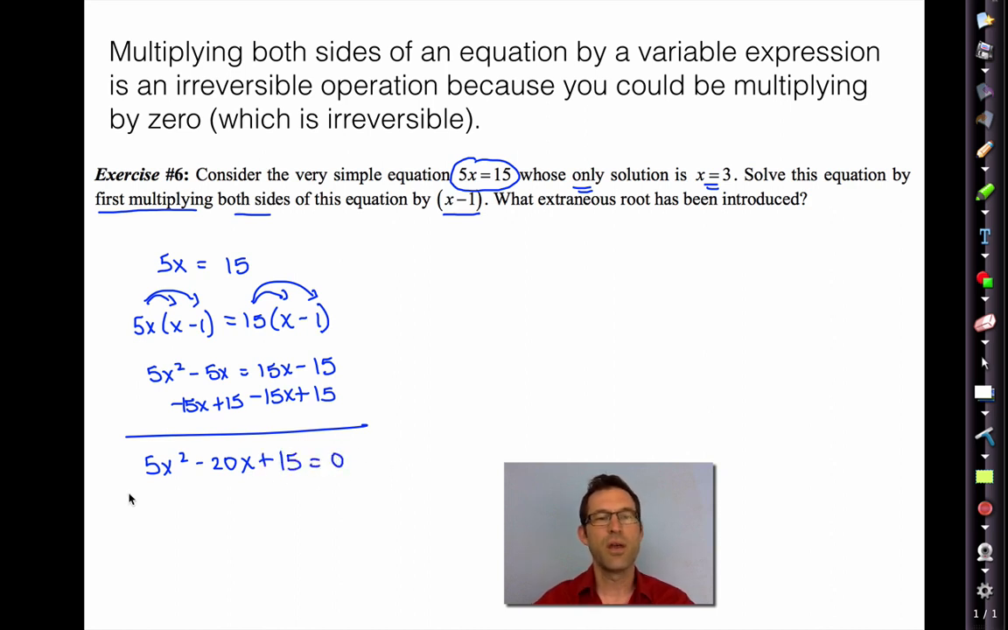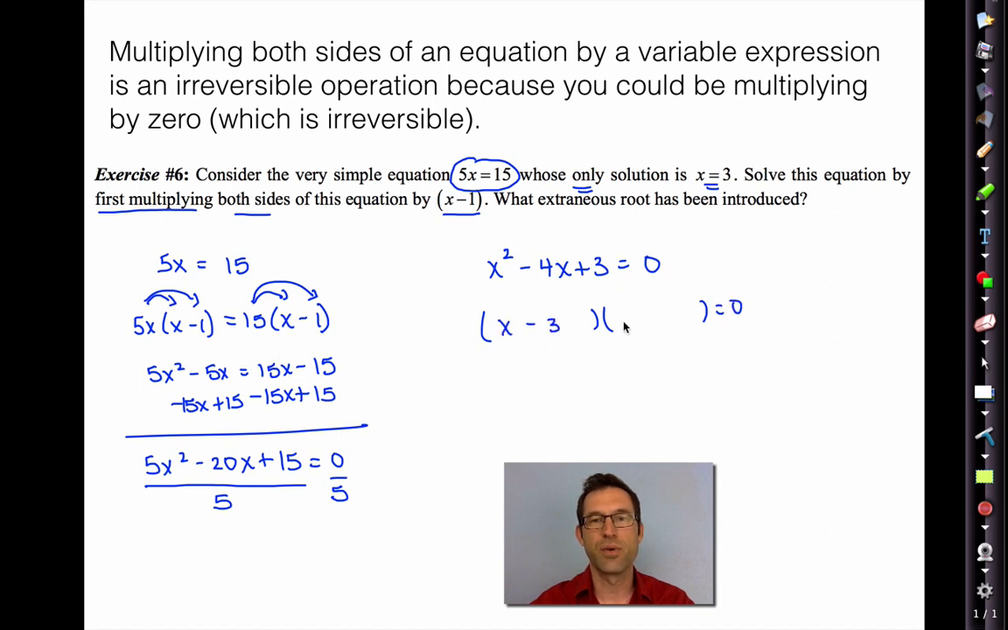It's all looking good. I could certainly do the zero product law right now, but I think I'll divide both sides by 5 just to make my life a little bit easier. So I'll have x squared minus 4x plus 3. Don't forget to distribute the division, right, to here, to here, to here. And now factor, and I'll get x minus 3, x minus 1. I'll get x equals 3 and x equals 1.